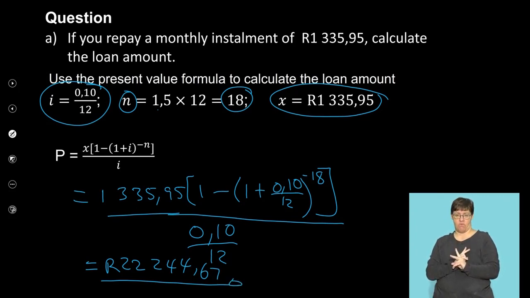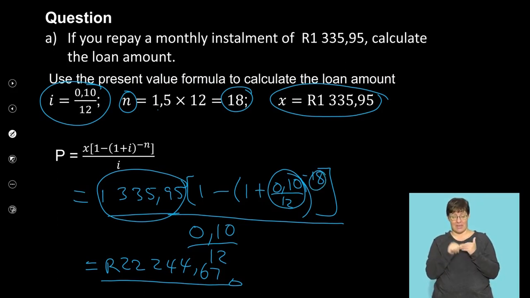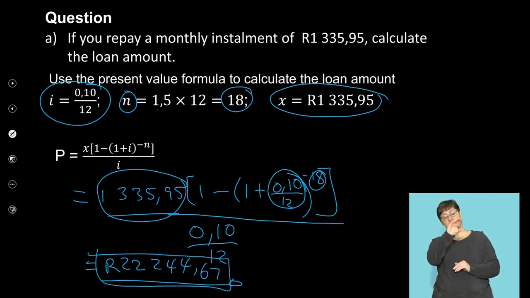And you know, this is normally what you are going to borrow in order for it to go towards the institution you are studying at that particular time. So therefore, if you can only afford to pay 1,335 rands and 95 cents, and the bank wants to charge you 10% for 18 months on a month-to-month basis, you can be able to take 22,000 from the bank. So that's the loan amount that you need to calculate.